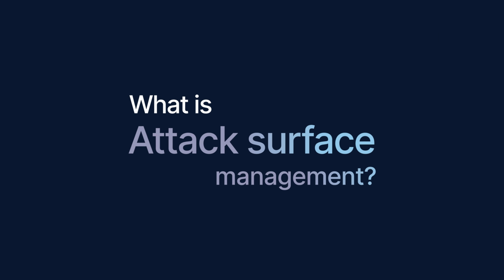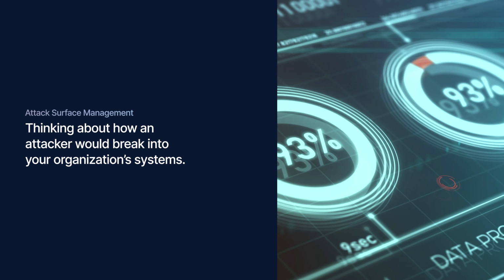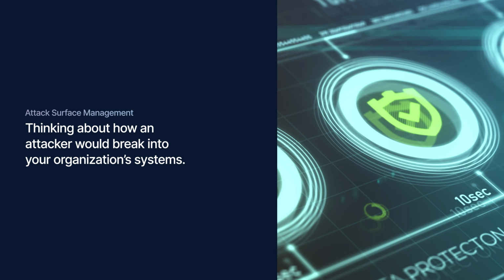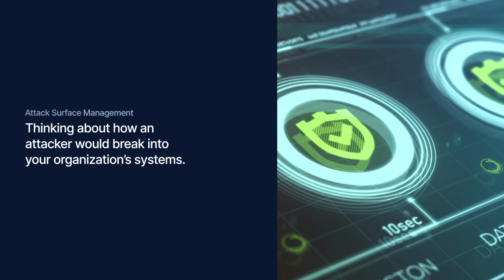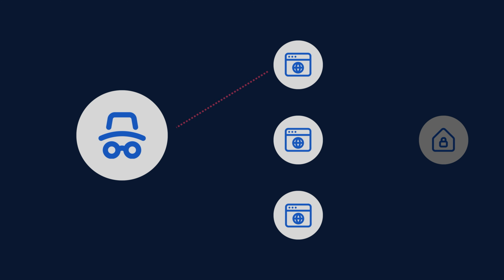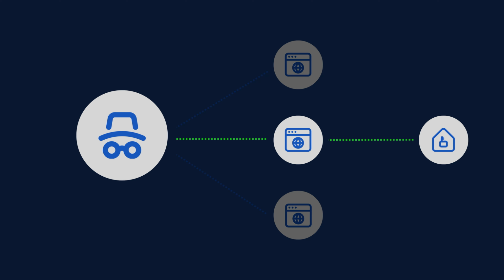First, what is attack surface management? Well, it simply means thinking about how an attacker outside of your organization would try to break into your organization's systems. All the things they're going to target are your external attack surface. So if we start thinking like an attacker, then the fundamentals of external attack surface management become pretty clear. First, an attacker identifies their targets, your web-facing assets, and then tries to find weaknesses in those targets that can be exploited to gain access.